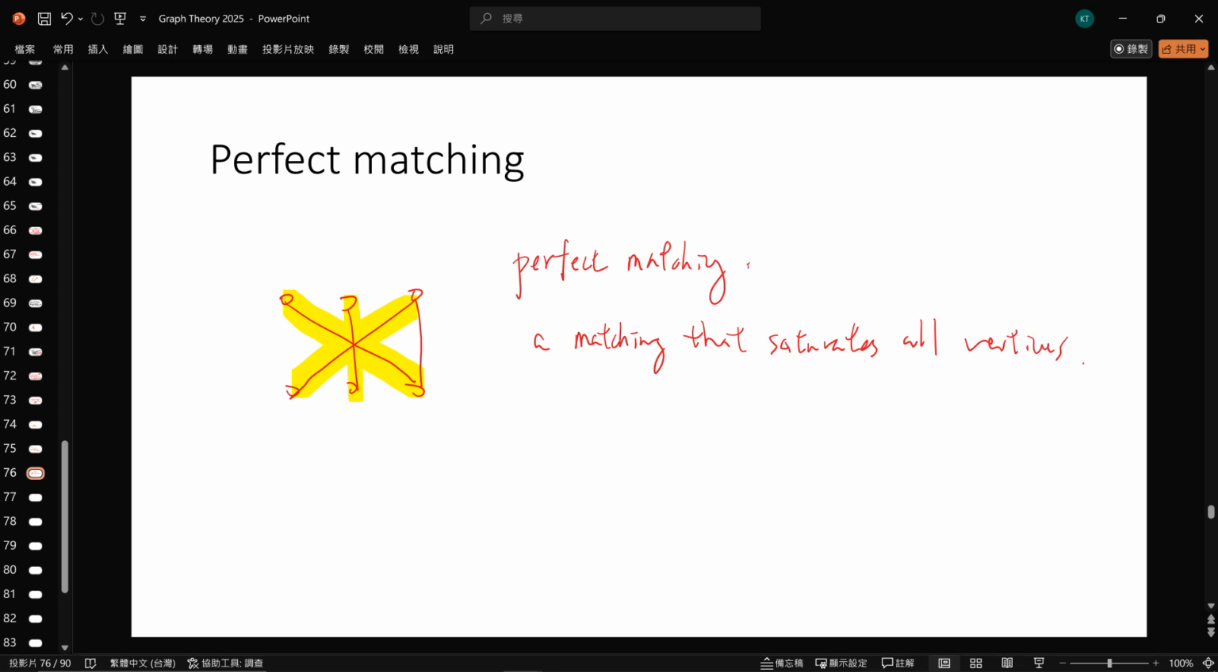So clearly not all graphs have perfect matchings. For example, like the previous one. In this bipartite graph, we cannot have a perfect matching because the maximum matching only has 2 edges. So we can at most saturate 4 of them.